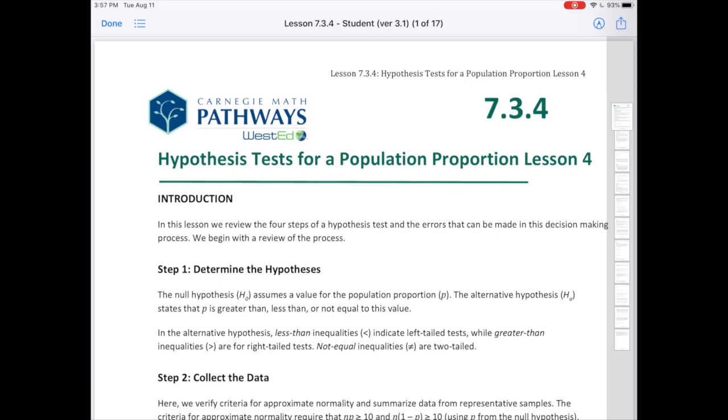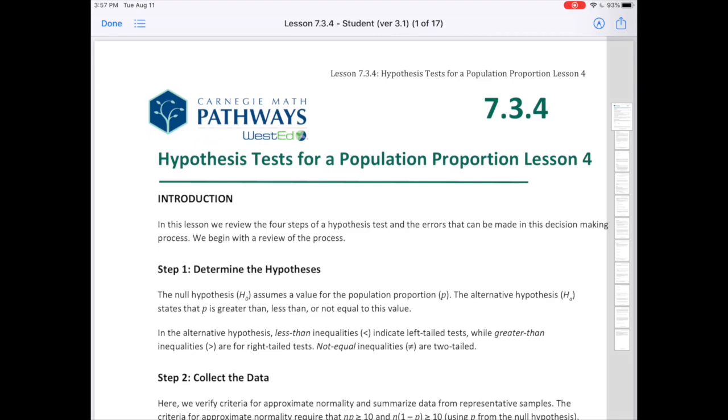Lesson 7.3.4, Hypothesis Tests for a Population Proportion, Lesson 4. Introduction. In this lesson, we review the 4 steps of a hypothesis test and the errors that can be made in this decision-making process. We begin with a review of the process.